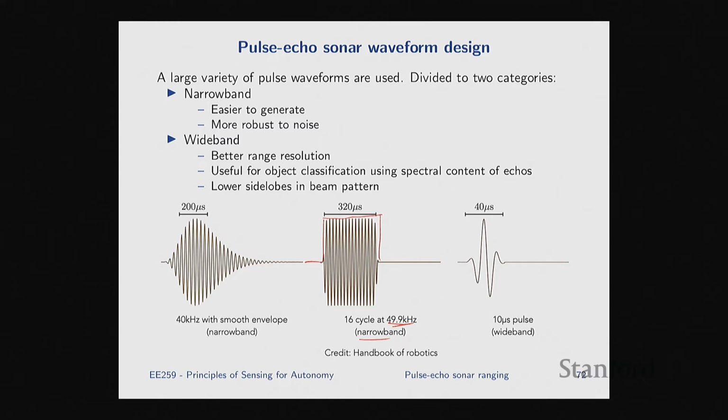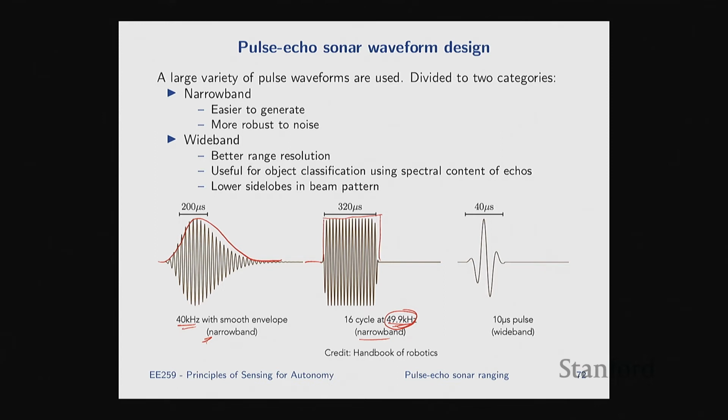That's why it's a narrowband signal, because most of the energy is going to be at that 49.9 kilohertz frequency. The left one is basically the same idea, at a slightly lower frequency of 40 kilohertz. It's just that the window applied to it, or the pulse shape, is smoother. Instead of the sharp rectangular one, it's a smoother pulse shape. So those are the two examples of narrowband.